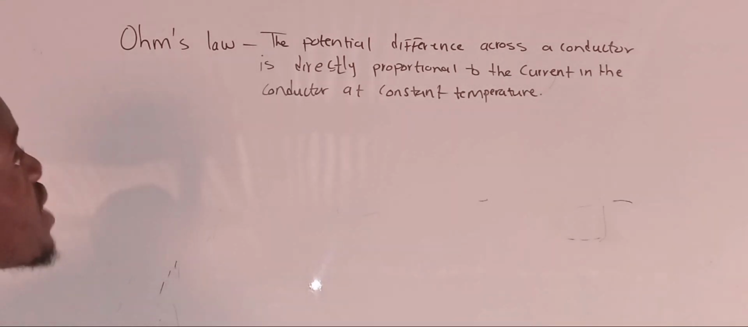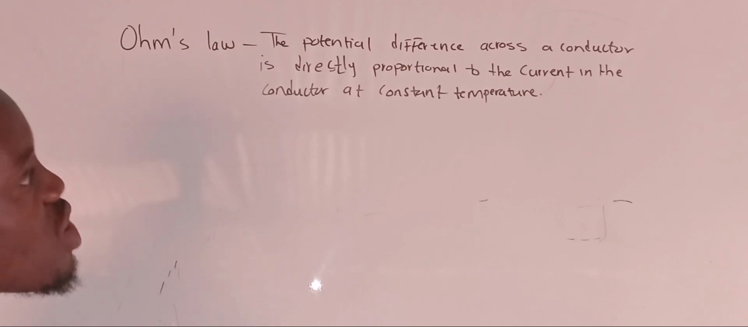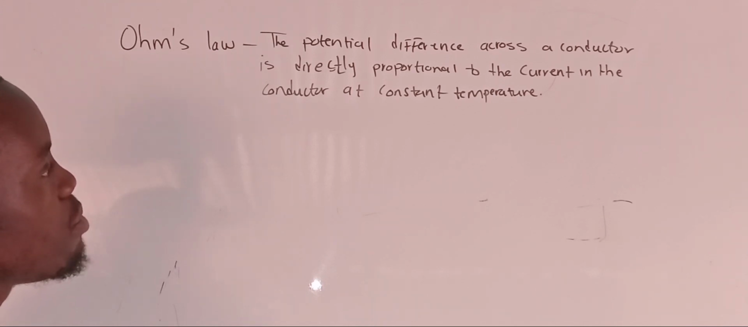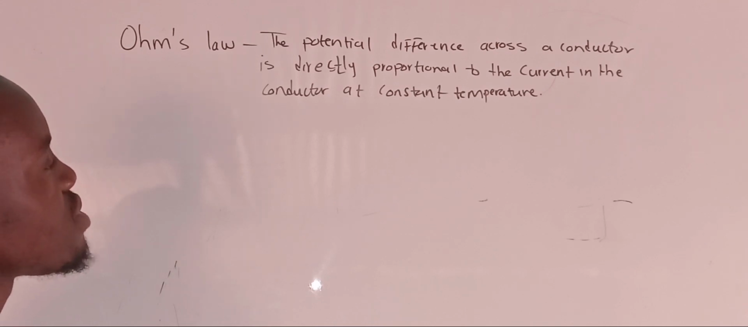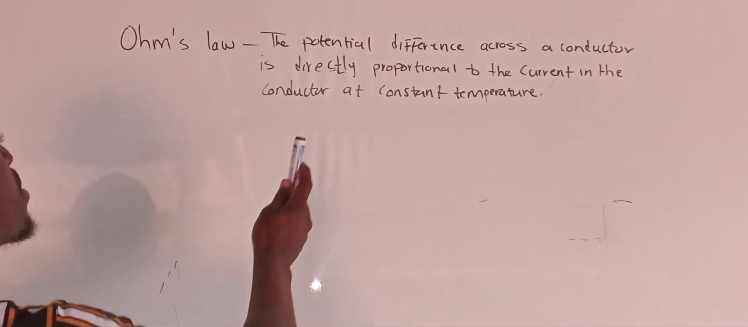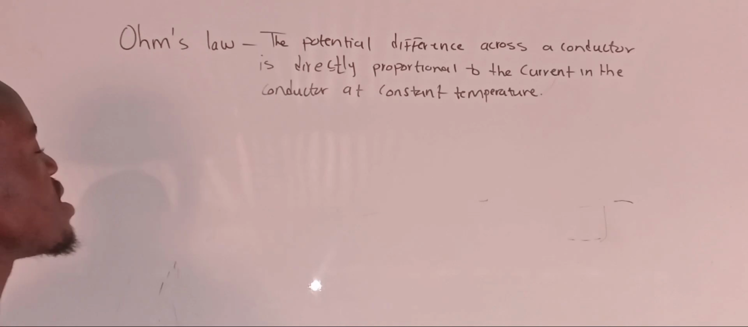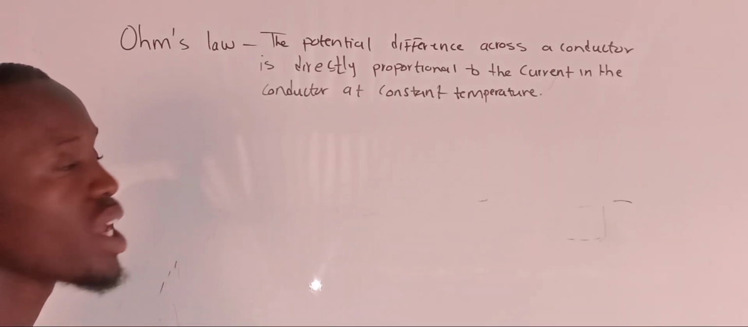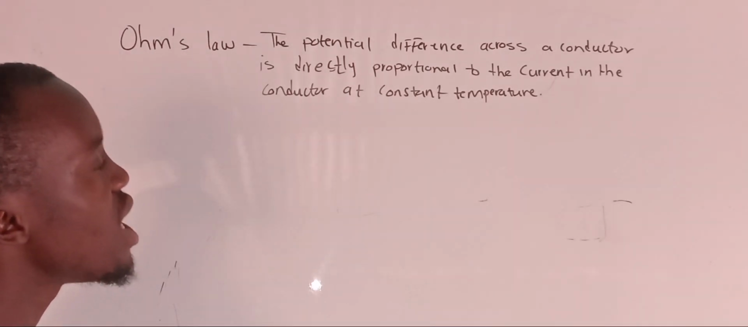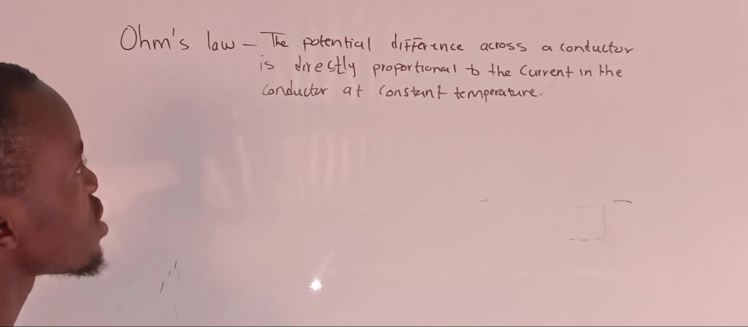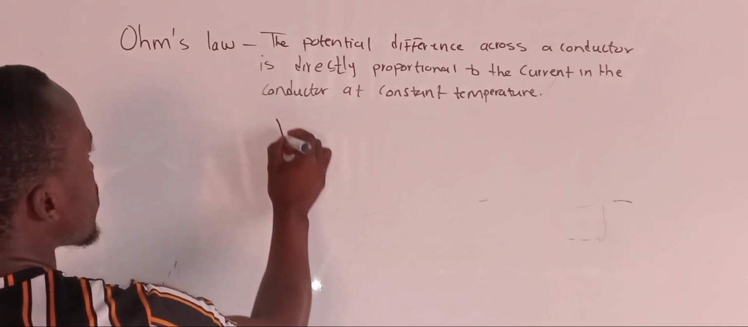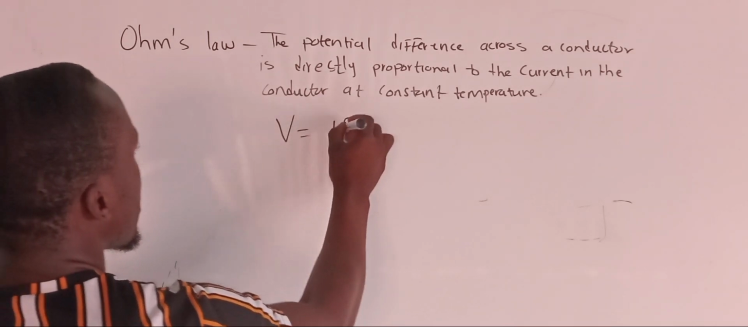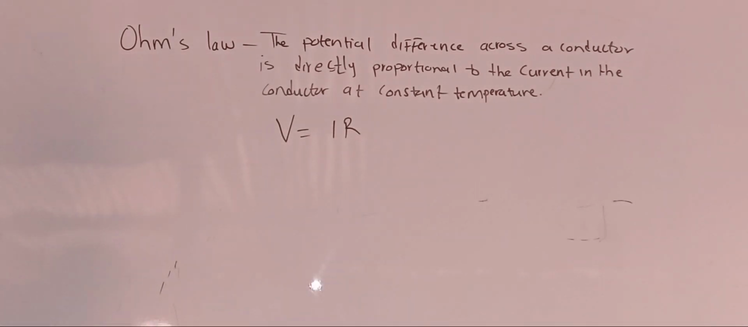So Ohm's law states that the potential difference across a conductor is directly proportional to the current in the conductor at constant temperature. So what does this mean? It means that the potential difference is the voltage, or they can use voltage. They can say the voltage across a conductor is directly proportional to the current in the conductor at constant temperature. We use this formula, V equals IR. This formula is the formula of Ohm's law.